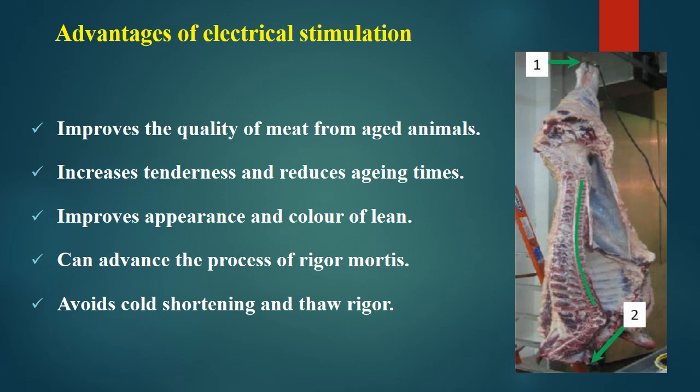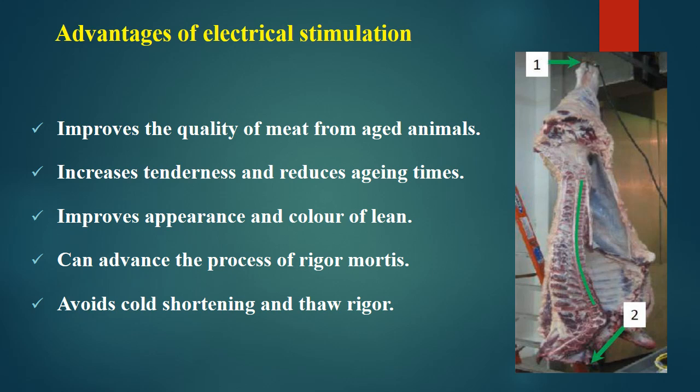Now we will see the advantages of electrical stimulation. Electrical stimulation improves the quality of meat from aged or spent animals, because meat of aged or spent animals will be very tough. So this electrical stimulation helps increase the tenderness and also reduces the aging times, because of the vigorous muscle contraction at a very high level. So it causes fragmentation or degradation of the cytoskeletal protein, or Z line or gap filament, and thereby it reduces the chances of toughening due to rigor mortis.